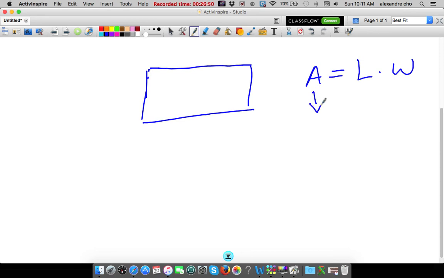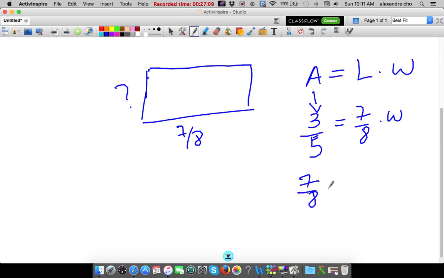I know the total area is 3/5. The length is 7/8, and I don't know my width again. So it's the same problem, different numbers. The length is 7/8, and this is what I need to find. Let's switch that around, because I like my fraction on the outside, especially because I'm going to multiply by its reciprocal. So 3/5 goes on this side. You need to recognize what type of equation this is and what you have to do next. I'm going to multiply by the reciprocal.